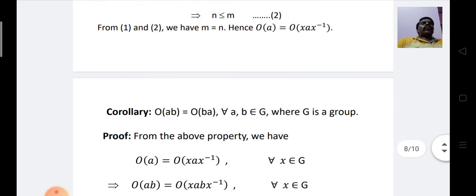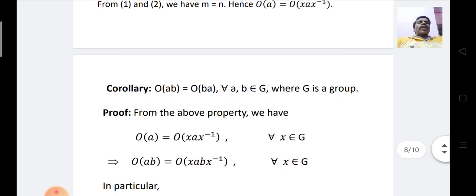Now by using this theorem we can prove another one, that is a corollary. Order of AB is equal to order of BA for all a, b belonging to G, where G is a group. It means that suppose a and b are two elements of the group G, then order of AB, that is the product of a and b, is equal to order of BA.